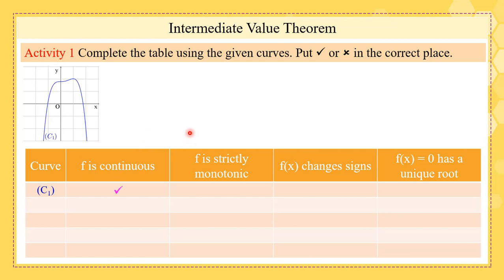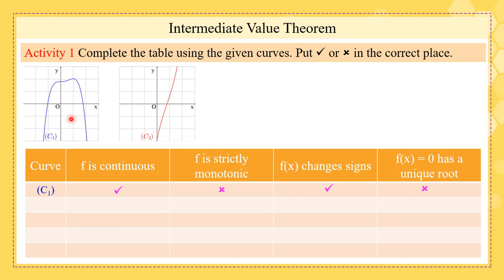Is f strictly monotonic or not? Does f of x change signs or not? And does f of x equals 0 have a unique root or not? Well, you see here f of x changes signs because it goes from negative to positive, then to negative. And f of x equals 0, in fact, in this specific example, has two roots.